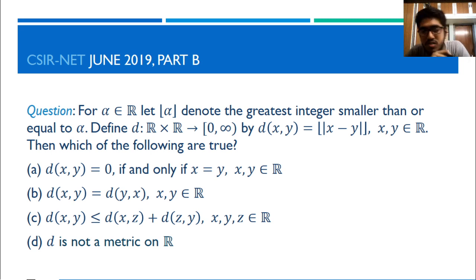D of 0.1, 0.2 is 0, so it's not a metric on R. Option D is true. Done and dusted. Anyone else?